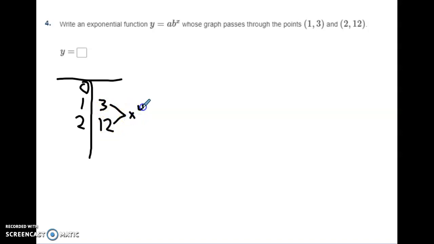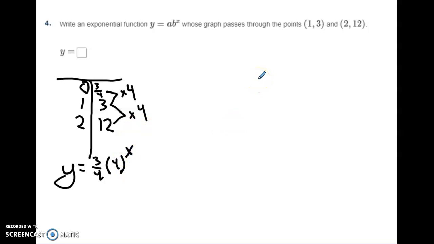How do you get from 3 to 12 by multiplying? I know that if I multiply by 4, 3 times 4 is 12. Then I work backwards, and 3 divided by 4 is 3/4. So our zero term, or our initial value, is 3/4, because 3/4 times 4 is equal to 3. Now I know the equation is y equals, and the a value is the initial value, or the zero term, 3/4, times the multiplier, 4 to the x.